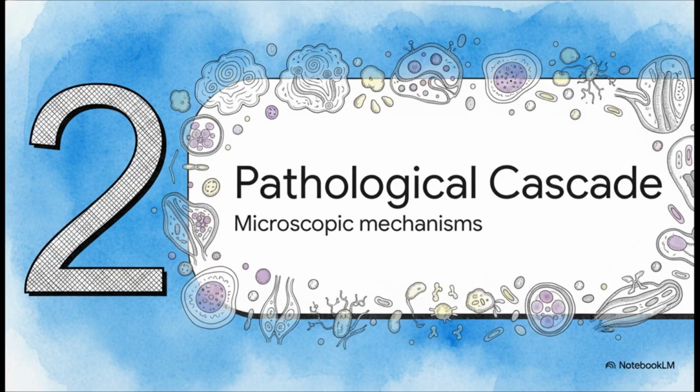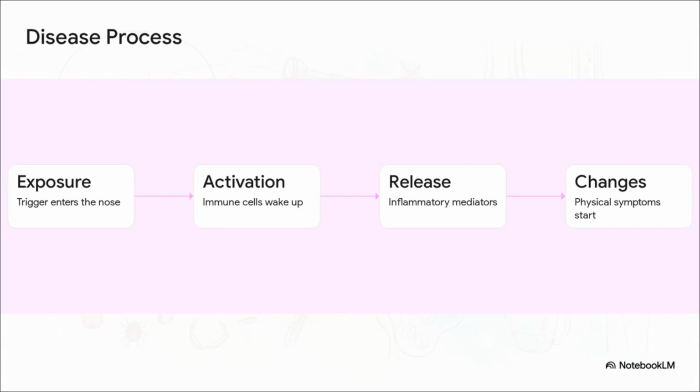Moving on to Section 2, the pathophysiological cascade. This is where we get into the microscopic mechanisms. Listen, for your board exams and, frankly, for your daily clinical practice, this cause and effect sequence is an absolutely high-yield concept. The cascade pretty much always follows these 4 distinct steps.